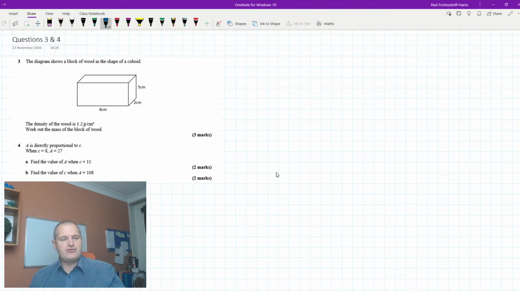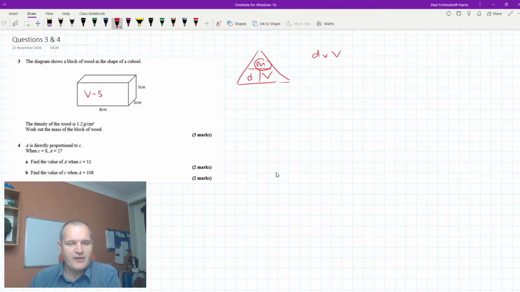So the next set of questions is 3 and 4. Now the first thing I would do, because I know this triangle is the density, mass and volume triangle. Density is going to be D, M, V. I want to know the mass, which means I'm going to need to do D times V. So I need the volume. And the volume here is going to be 5 times 2 times 8. So the volume equals 80 centimetres cubed. And the density it gives us is 1.2.